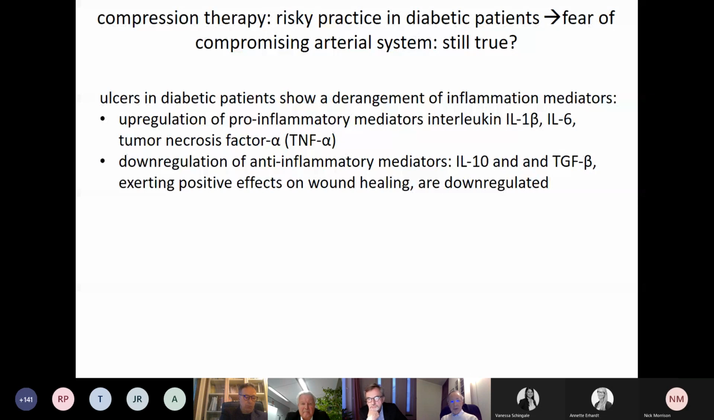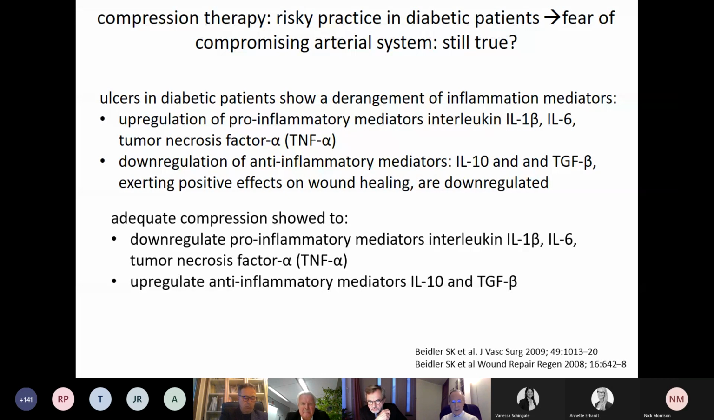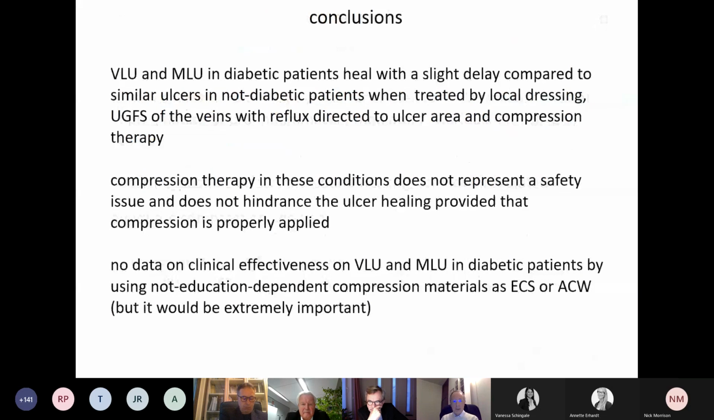Ulcers in diabetic patients show a derangement of inflammatory mediators, and I'm very grateful to Erhardt once again, because he spoke so effectively and so nicely about inflammation. And you know that compression, as Erhardt already told us, was proven to be effective in downregulating pro-inflammatory mediators and upregulating anti-inflammatory mediators by the group of Beidler and co-workers.